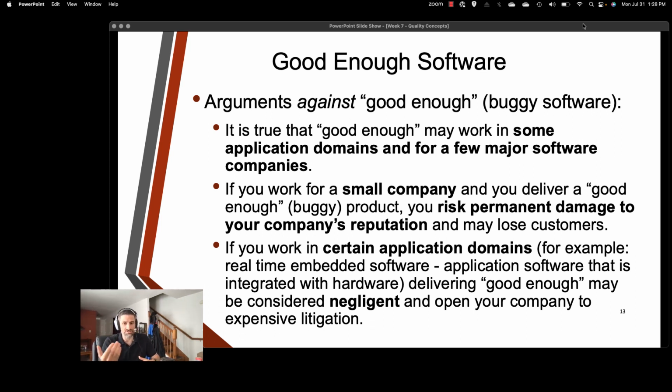There are also certain application domains, such as real-time embedded software, the type of software that is handling 911 calls, where good enough is negligent and is actually going to lead to litigation. You'll be reading a little bit about this when you get into software legality at the end of this course, but it's very important to understand that these companies and people, especially in these mission-critical applications, rely on the software in a way that could put your company in a position where it faces expensive litigation for poor quality software.